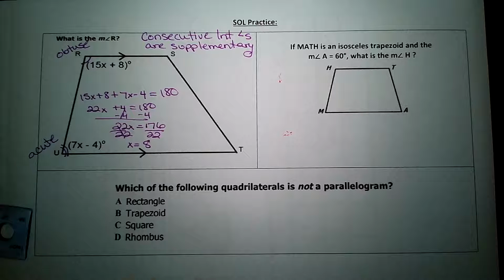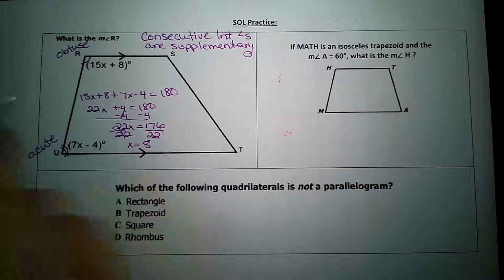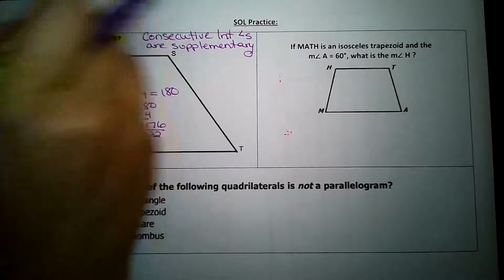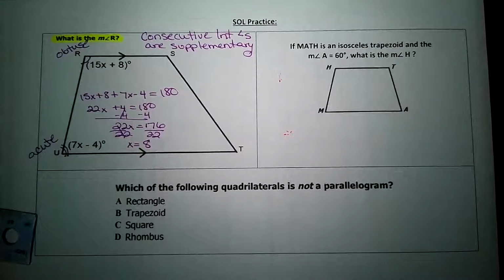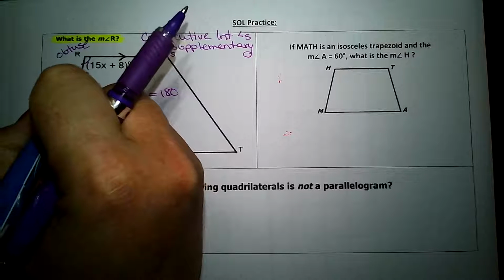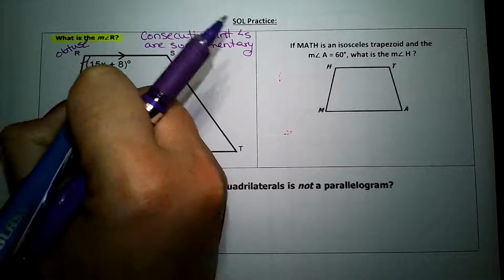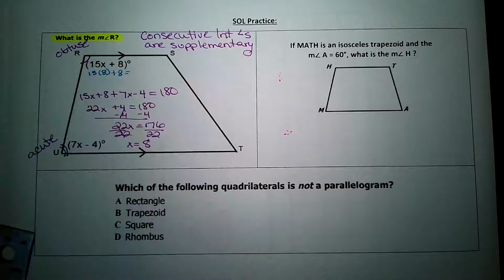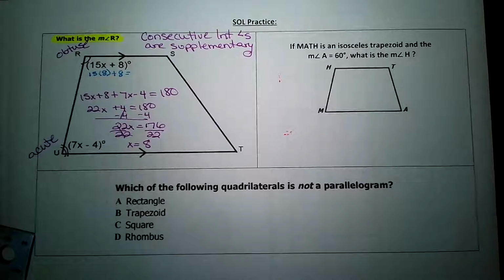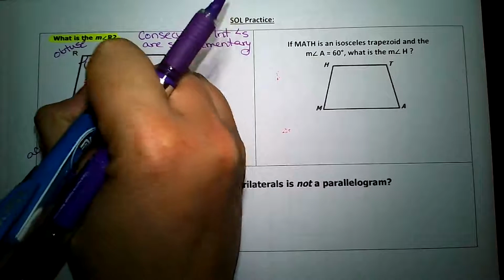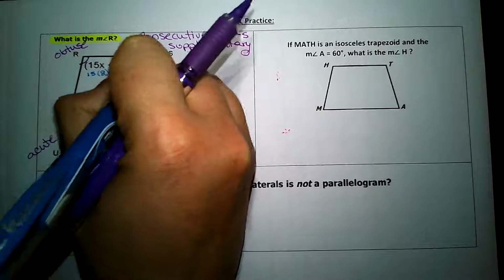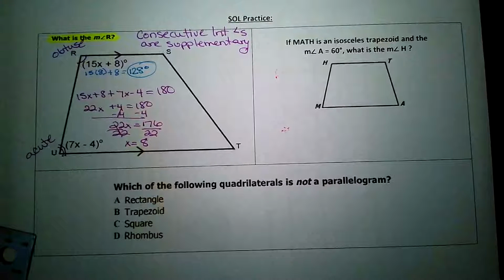Okay, I solved for x and I got x equals 8. Now my question says, what is the measure of angle R? So I'm not going to circle 8 and assume I'm done. I've got to go back and substitute 8 in for x. Angle R would be 15 times 8 plus 8. Well, 15 times 8 is 120, and 120 plus 8 is 128 for my final answer.